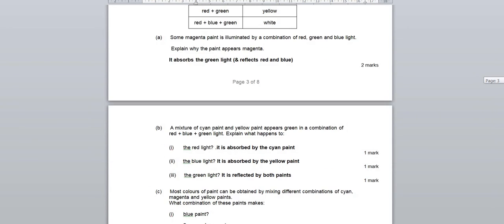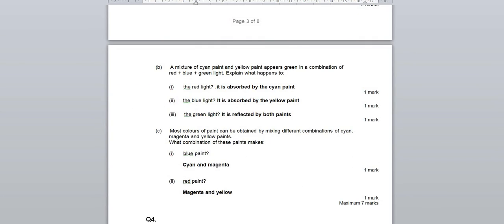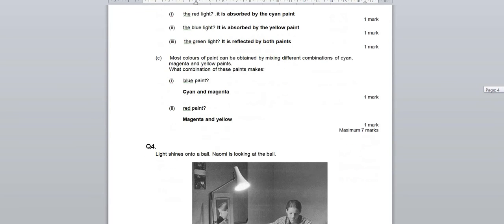A mixture of cyan paint and yellow paint appears green in a combination of red and blue and green light. Explain what happens to the red light. The red light will be absorbed by the cyan paint. The blue light is absorbed by the yellow paint, and the green light is reflected by both paints. Most colours of paint can be obtained by mixing different colours of cyan, magenta and yellow paints. What combination of these paints make blue paint? Well, blue is a combination of cyan and magenta, and red paint is a mixture of magenta and yellow.